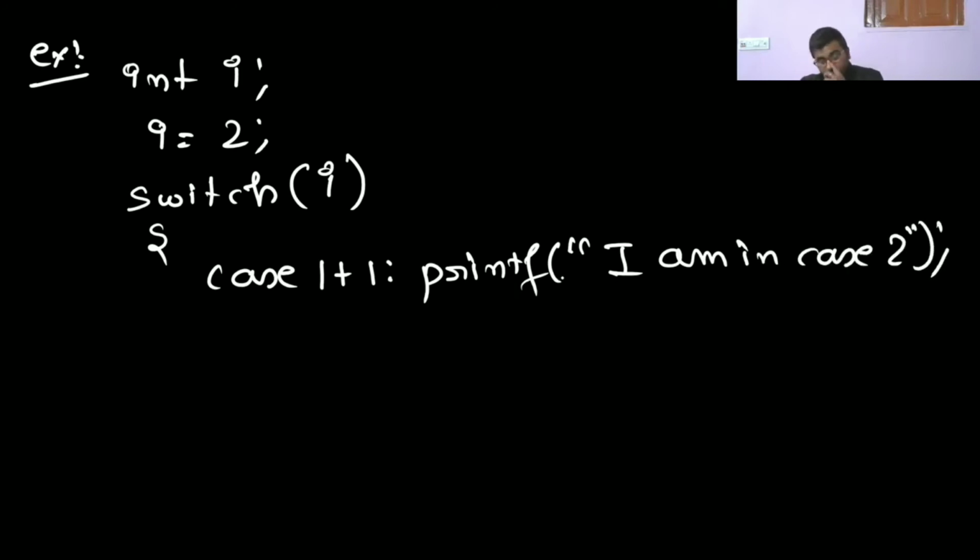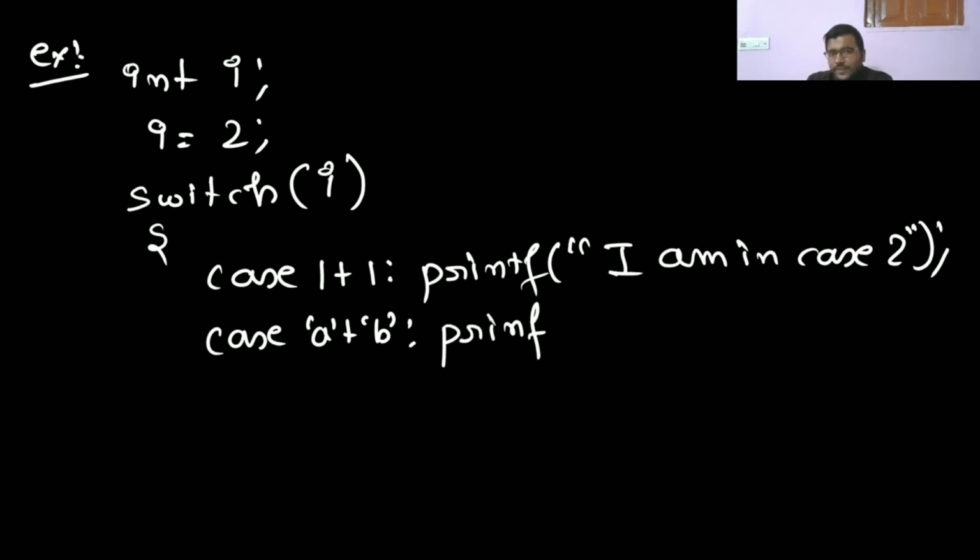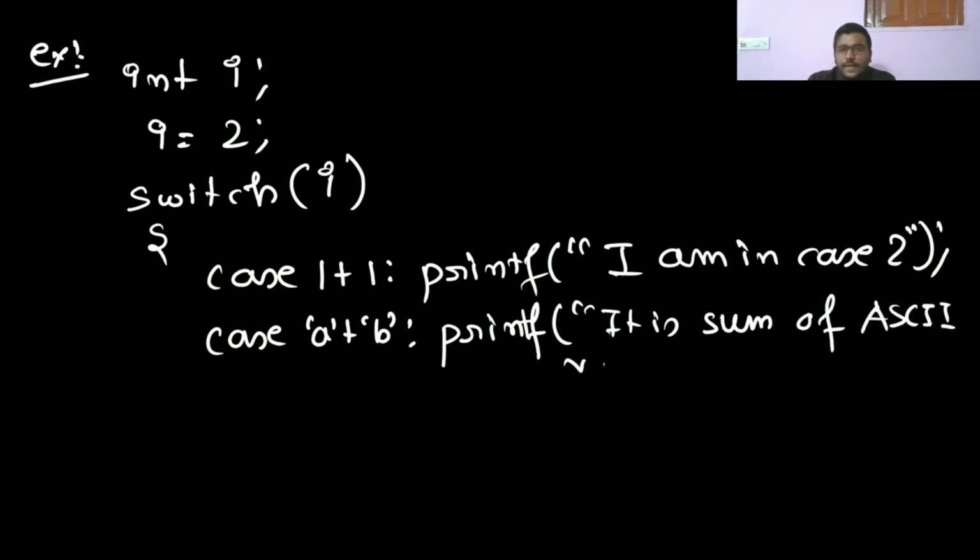So constant expressions are allowed. What is a constant expression? A constant expression will have only constants. So one is a constant, one is a constant. Then character constants like a plus b are allowed. Why? Because a is a character constant, b is a character constant, so it will have some value. printf, it is the sum of the ASCII value of a and the ASCII value of b, and like this.